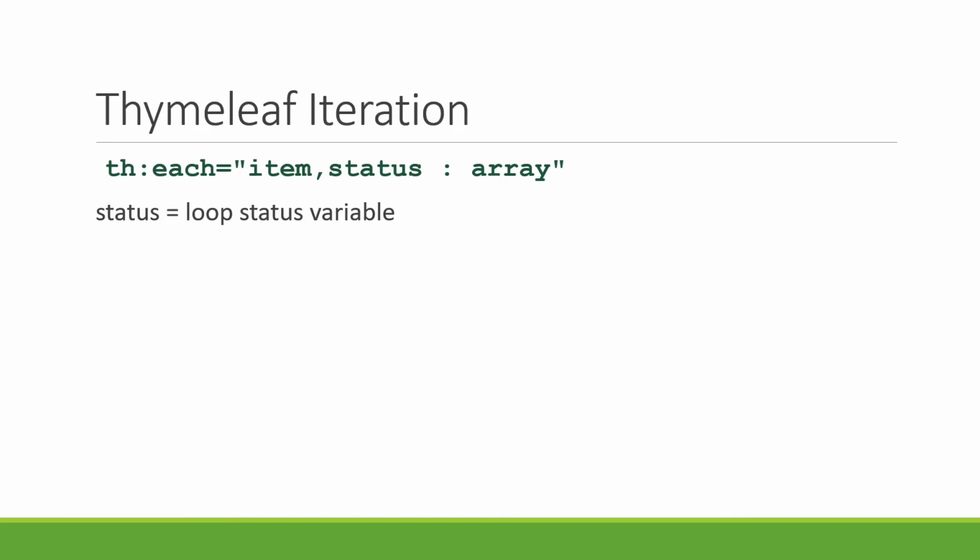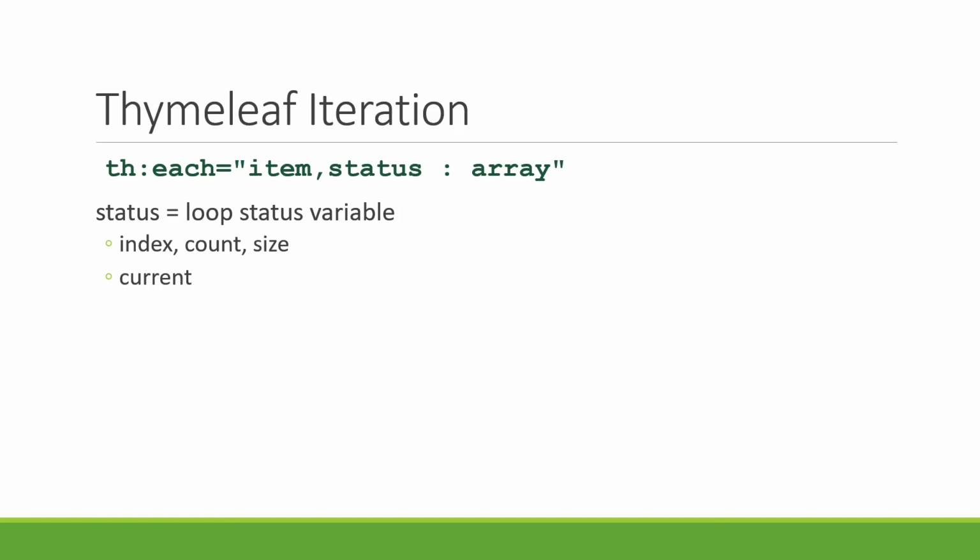Now that status variable actually has properties. It has quite a few properties actually. It has an index property, which is the 0-based index. So the first iteration is 0, the second iteration is 1, etc. It also has a count. The count is very similar, but it's 1-based. So the first iteration is 1, the second iteration is 2, etc. And then there's also size, which is the number of elements that you're iterating through. So it's like the array.length or the list.size, basically.